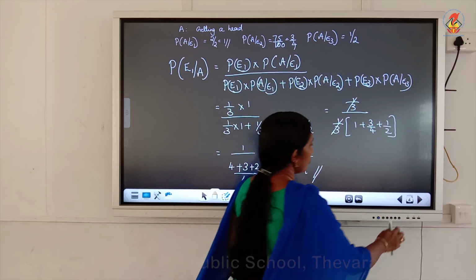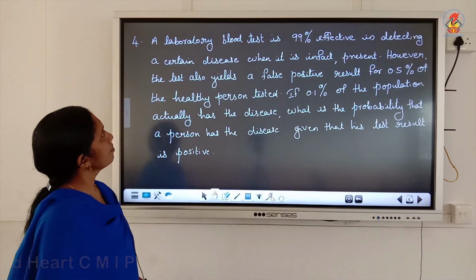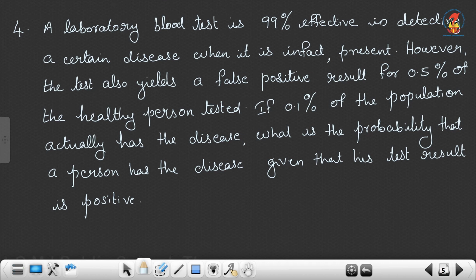Now the next one. A laboratory blood test is 99% effective in detecting a certain disease when it is in fact present. However, the test also yields a false positive result for 0.5% of the healthy person tested. If 0.1% of the population actually has the disease, what is the probability that a person has the disease given that his test result is positive?